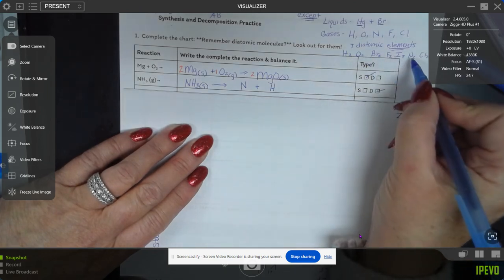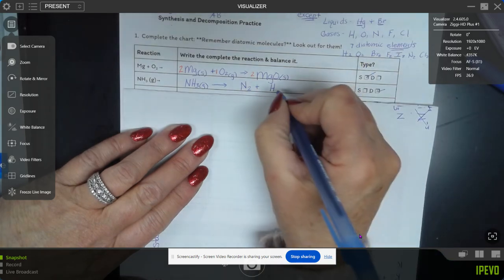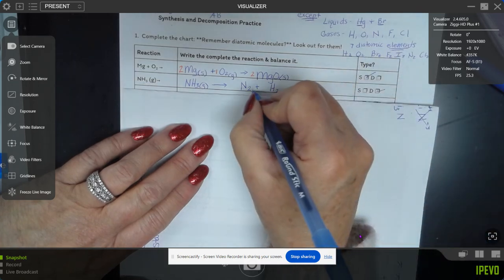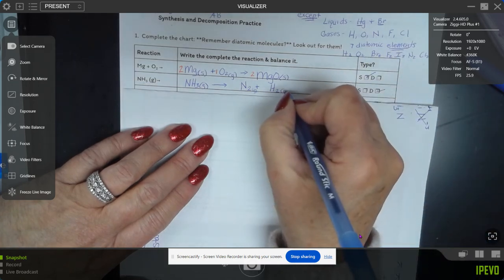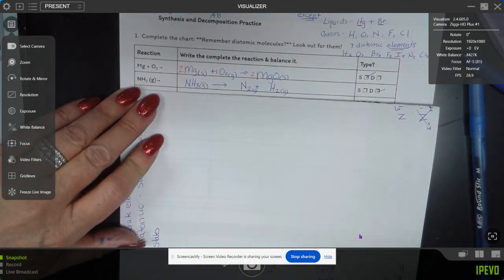And if we look, nitrogen is, and so is hydrogen. So that means nitrogen gets a 2, hydrogen gets a 2. They are both gases, so we put a little G behind them, okay? All right, so now we're going to balance, all right?